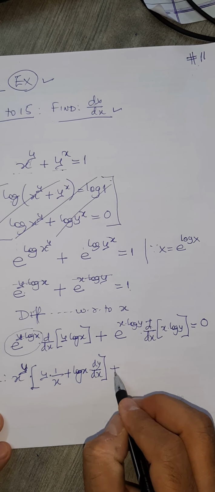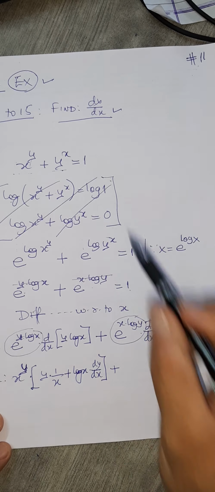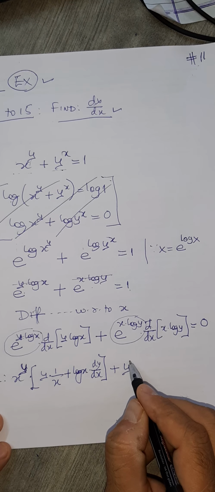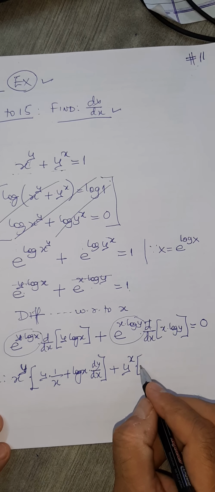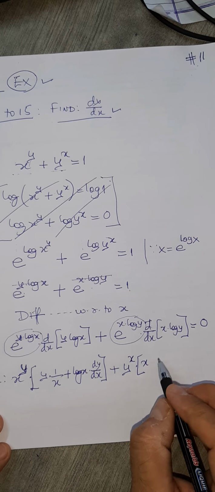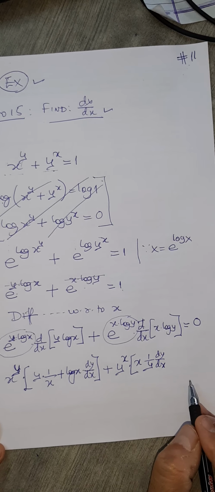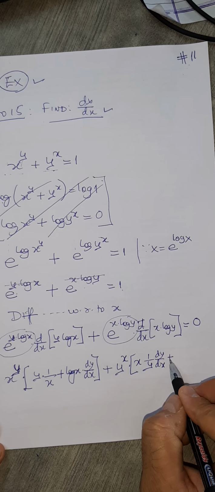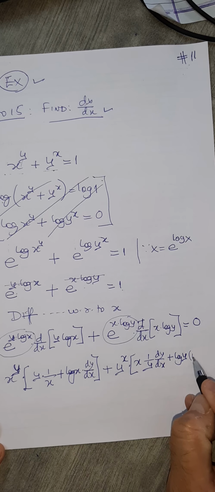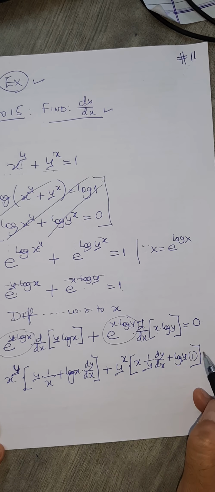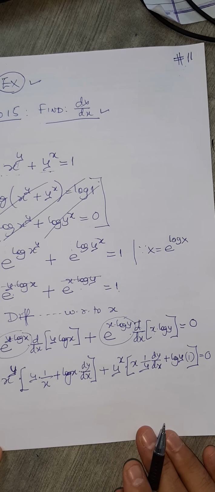Implicit function. Plus, now come to this. From where do we have this? From this, that is this. So this is y raised to x into, here product rule, x as it is. What's the derivative of log y? 1 upon y into dy by dx. Plus, now log y as it is. What's the derivative of x with respect to x? That is 1. Equals to 0 as it is.